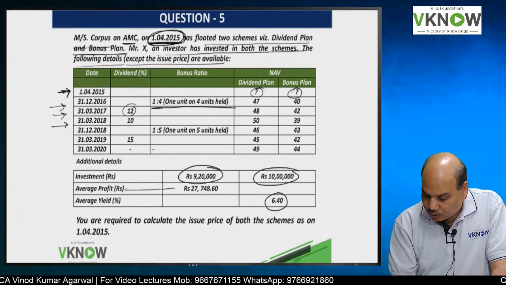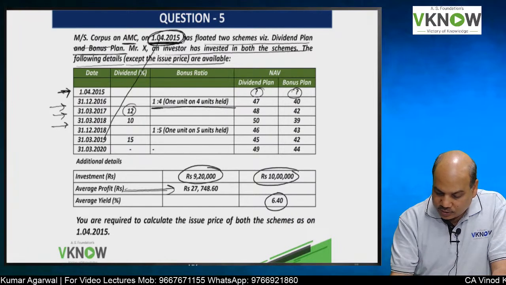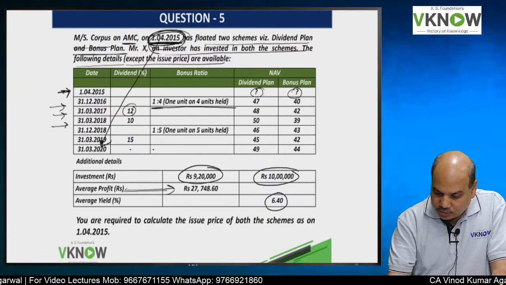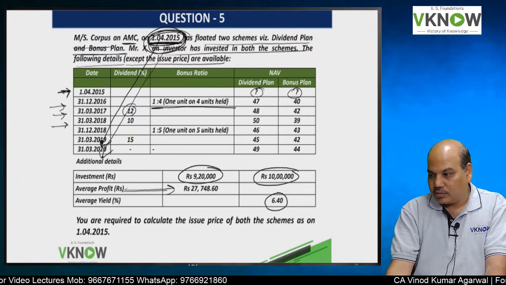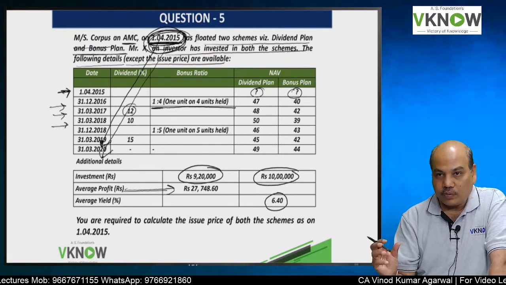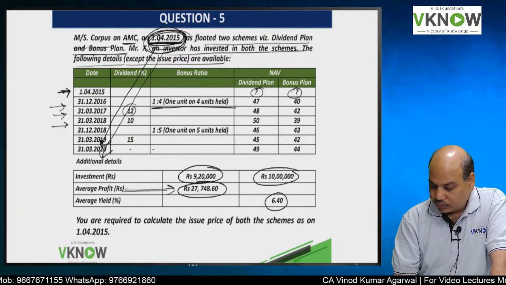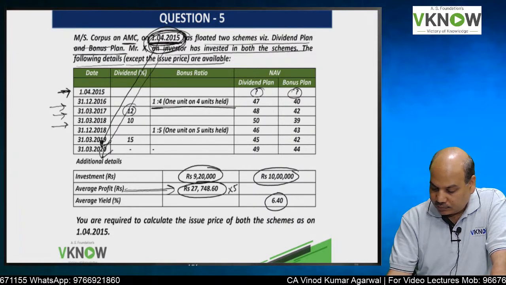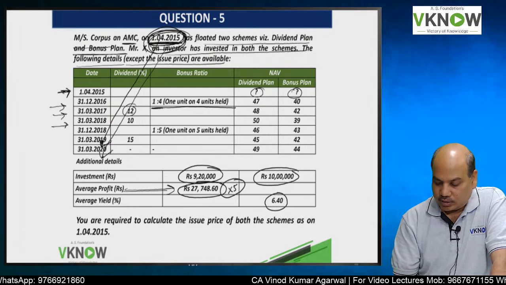The average profit over these years means 5 years. Can you see 5 years? Investment was made on 1/4/15 and the last date given is 31st March 2020. So over a period of 5 years, this is your average profit. If you multiply by 5, it will give you total profit in this period.